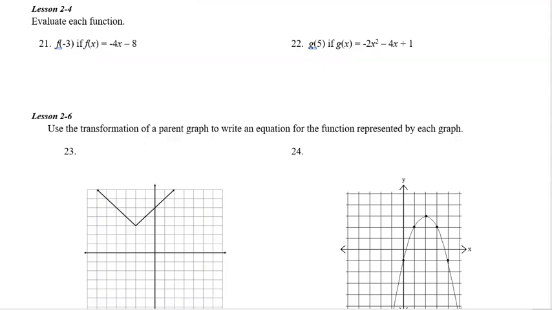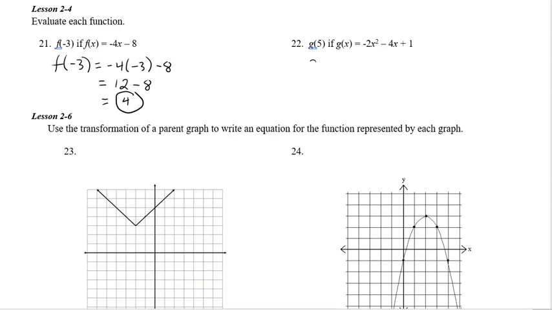21 and 22 come from lesson 2.4. And this is function notation. It means if you input -3 in for X, what comes out? So we say this as f of -3. It's going to be equal to -4 times -3 minus 8. And so now we just simplify this. -4 times -3 is 12 minus 8. So my final answer here, f of -3 is positive 4.